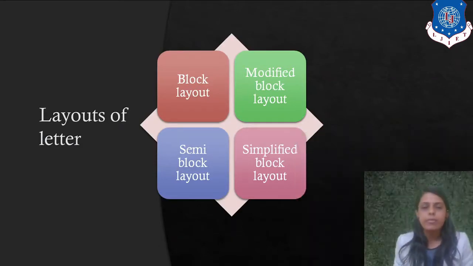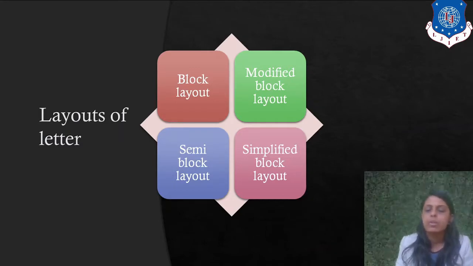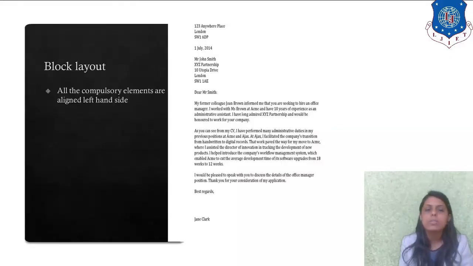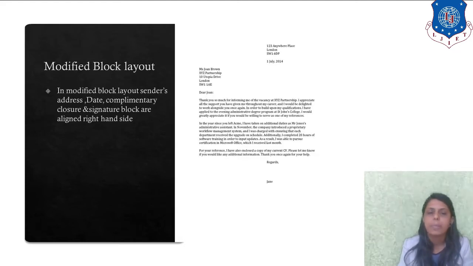So there are 4 types of layout: block layout, modified block layout, semi-block layout, and simplified block layout. In block layout, everything is on the left hand side. Here you can see I have given you a whole letter in which the sender's address above is on the left hand side. Then the date, 1 July, 2014, receiver's address, after that salutation, then the main body, then the complimentary closure, signature, everything is on the left hand side. That is block layout, compulsory.